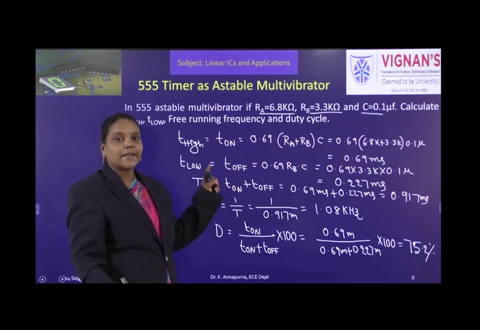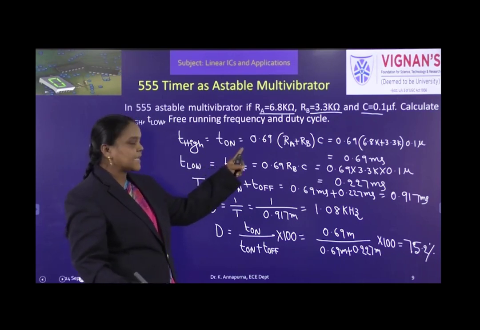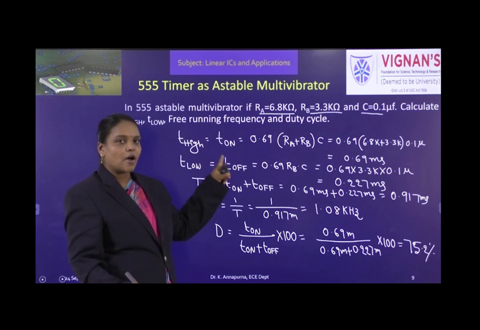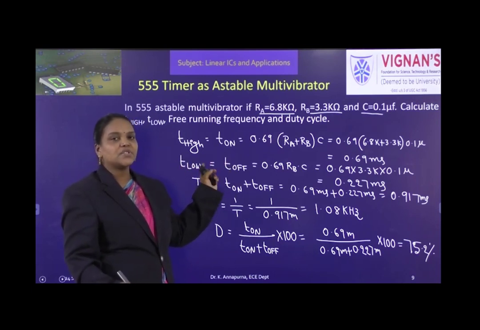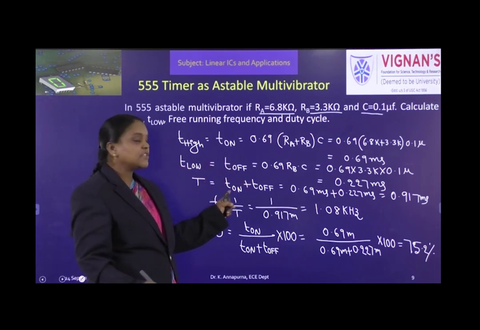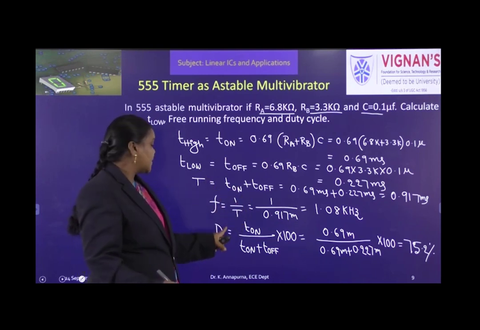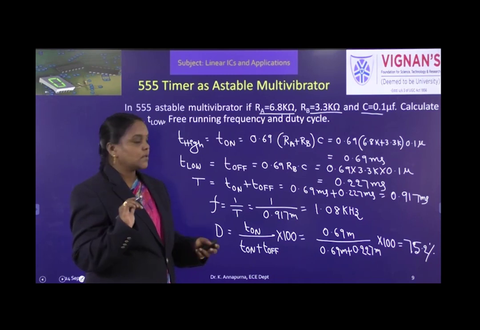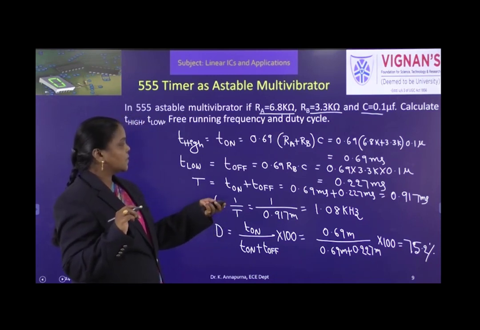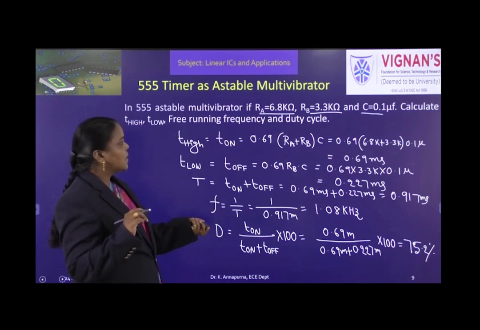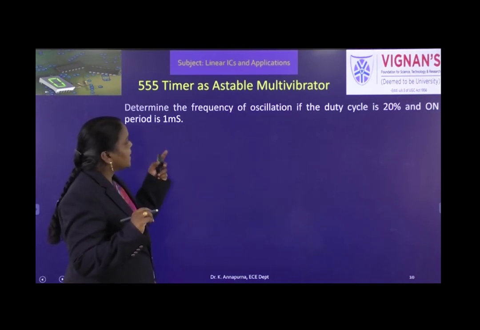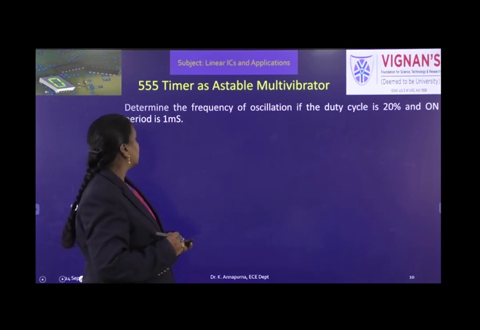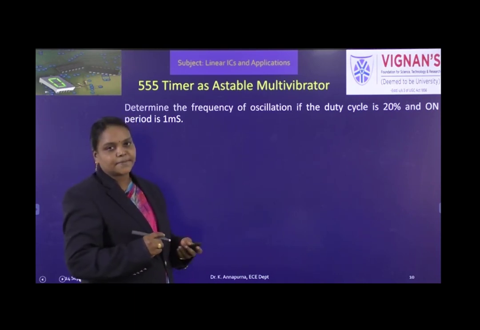Okay. Here we have calculated the on period: 0.69 (RA + RB) C, and the off period: 0.69 RB C. Total time means T on plus T off, and frequency means 1 by time period. Duty cycle means T on by (T on plus T off) into 100. So in this way we have to solve. Then determine the frequency of oscillation if the duty cycle is 20% and on period is 1 millisecond.